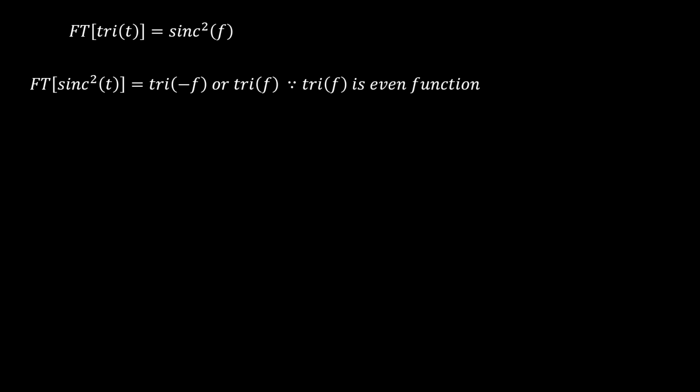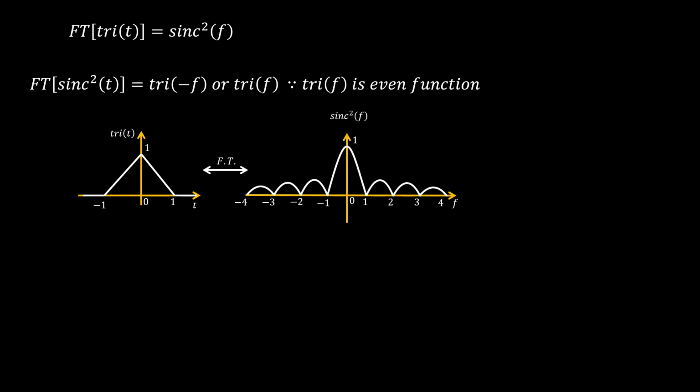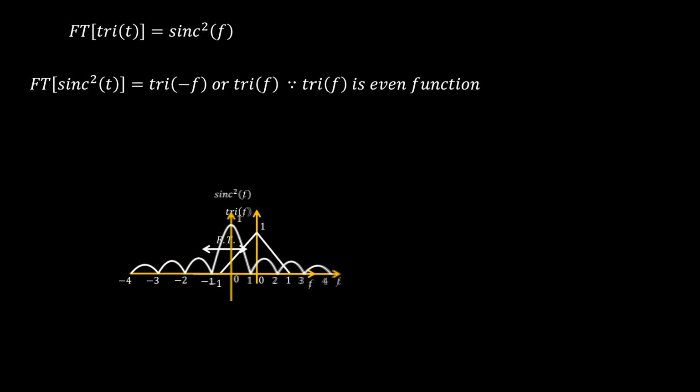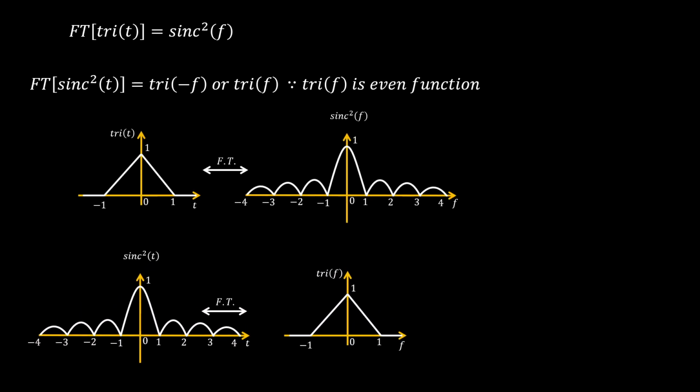The Fourier transform of a triangular pulse is sinc squared f. By the duality property, f is replaced by t. So the Fourier transform of sinc squared t is tri of minus f, and this triangular pulse is an even function. So the Fourier transform of sinc squared t is tri f. This is the plot for the triangular pulse. Its Fourier transform is the sinc squared function. By the duality property, we will replace f by t. So the Fourier transform of sinc squared t is the triangular pulse.